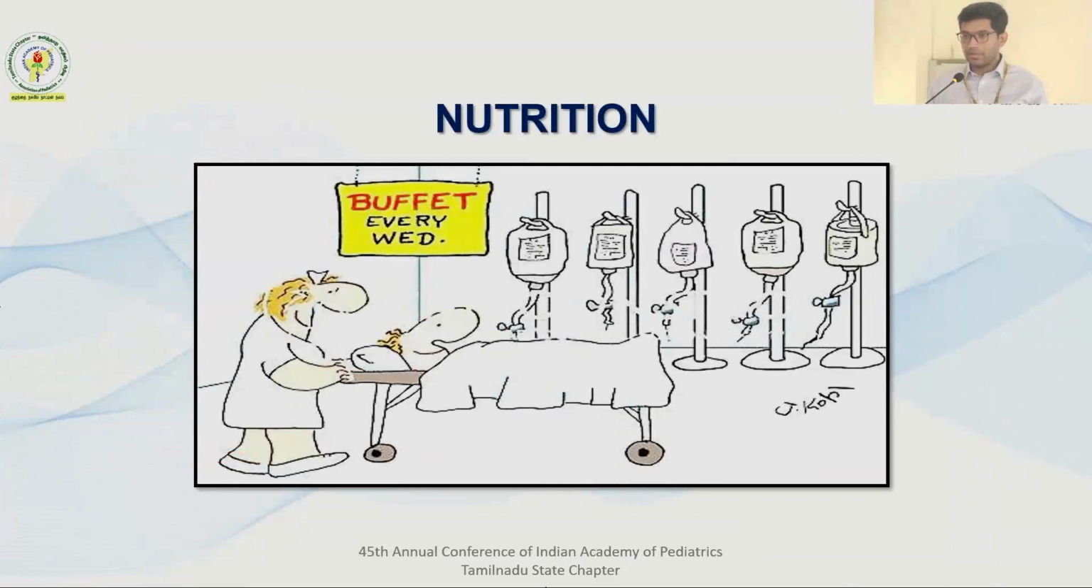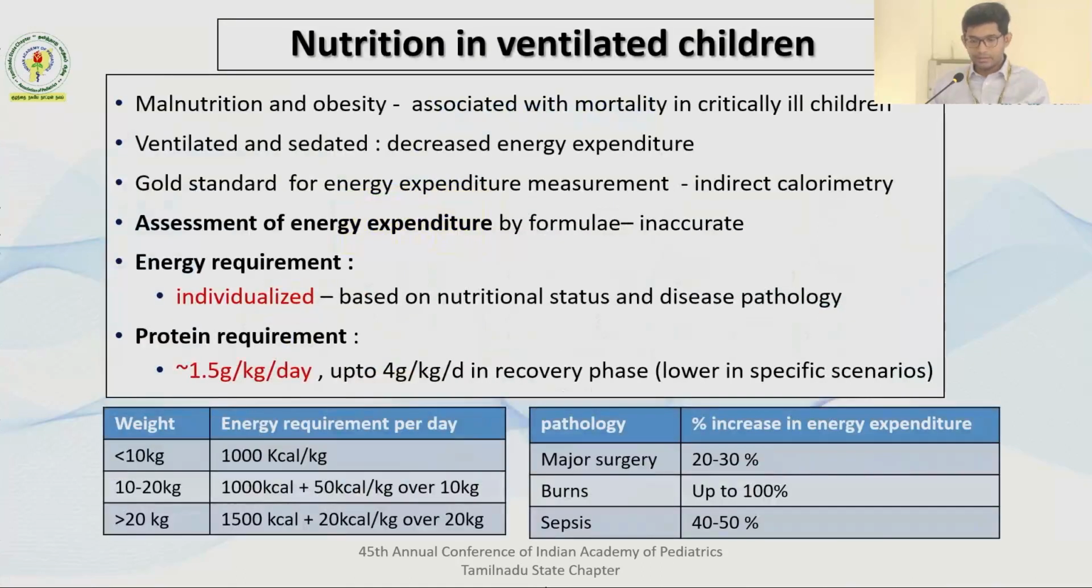Nutrition is often forgotten when initiating ventilation because there are a lot of critical care things happening around a ventilated child, and nutrition always takes a back seat. The point to remember is that nutrition plays a significant role in the outcome of children who are ventilated. Ventilated children generally have very low calorie requirements because they are sedated, they are paralyzed, and the insensible losses are all eliminated. How do you assess an accurate energy requirement for a child?